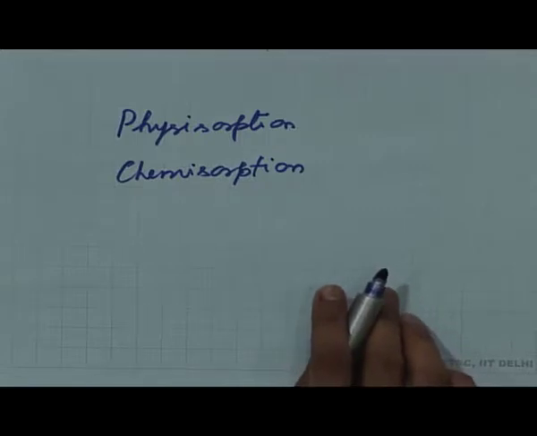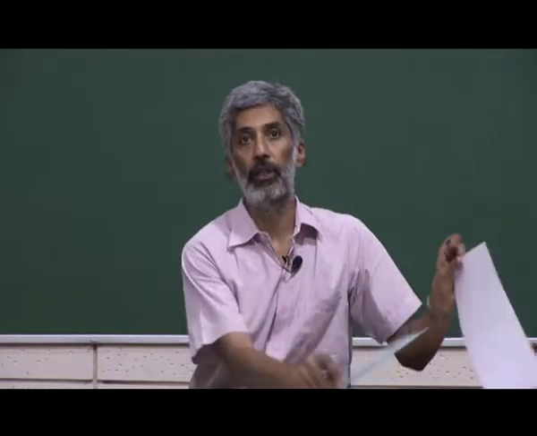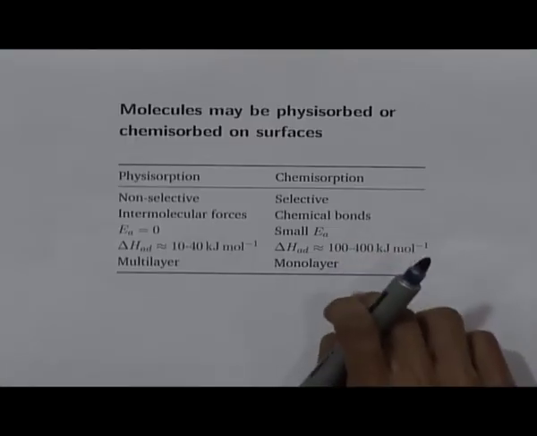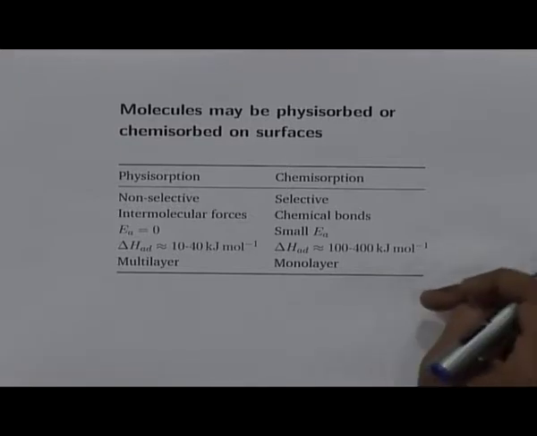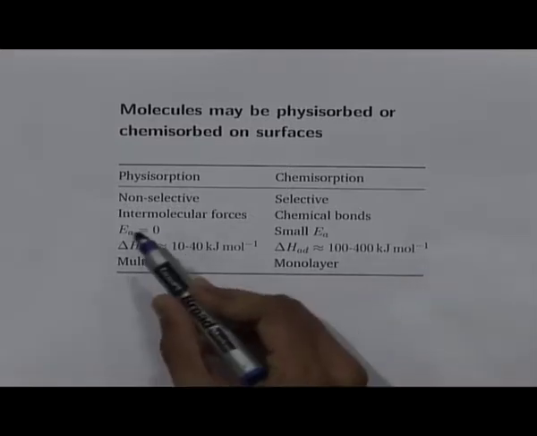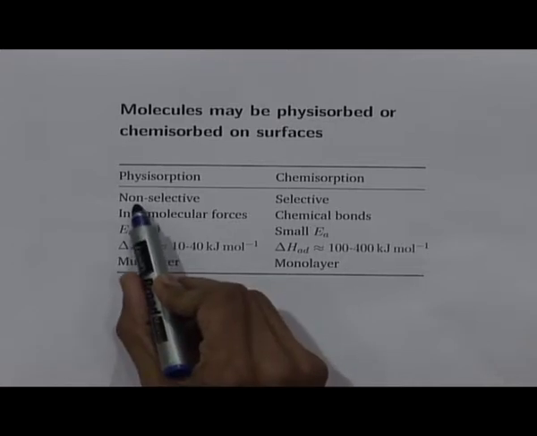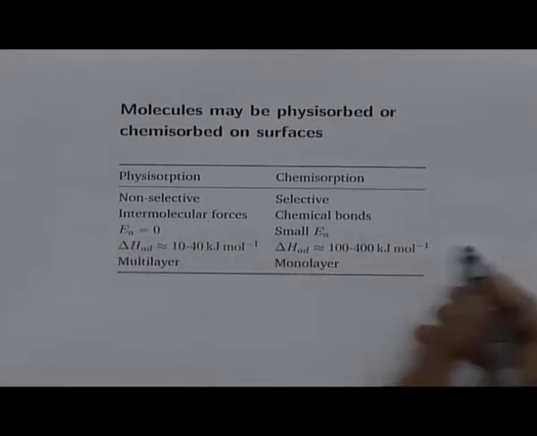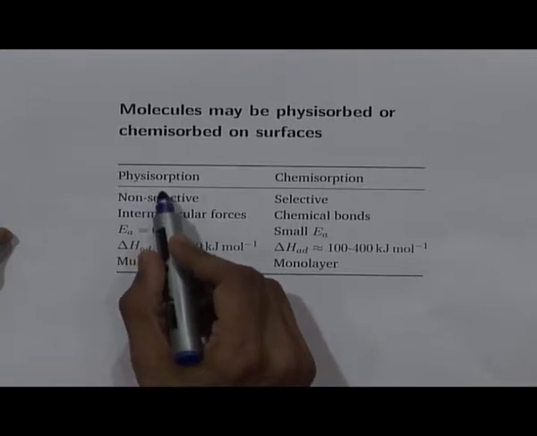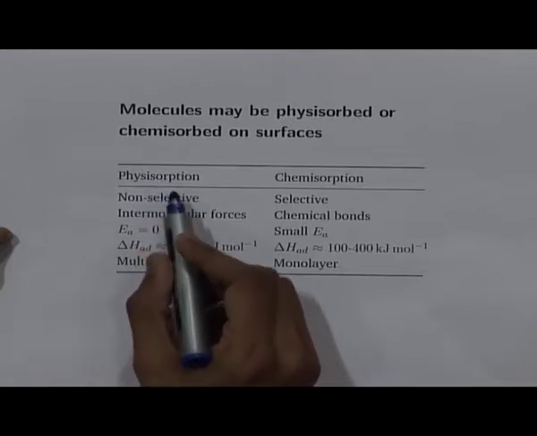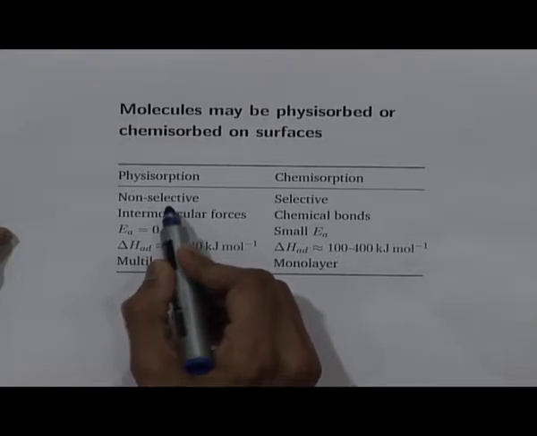So, here is a small table which captures the differences between physisorption and chemisorption. So, I have listed out the differences between physisorption and chemisorption. Physisorption we say is non-selective. So, if you have a surface, then no matter what the molecule on top of it is, it is going to get adsorbed.